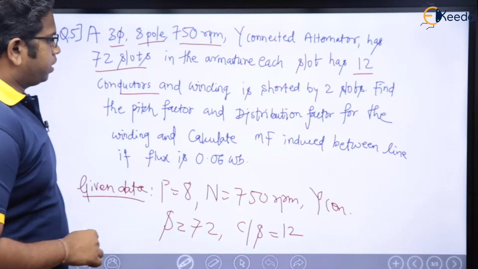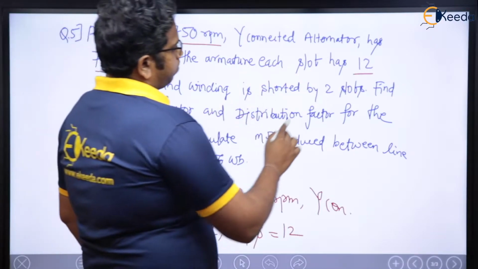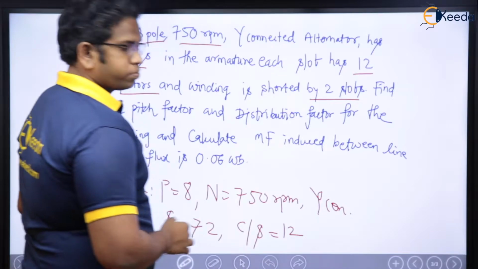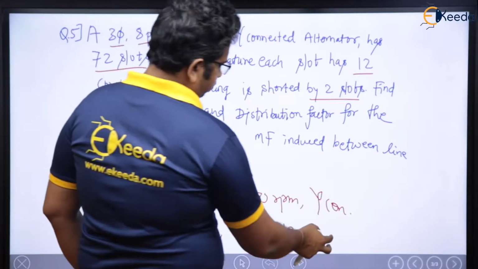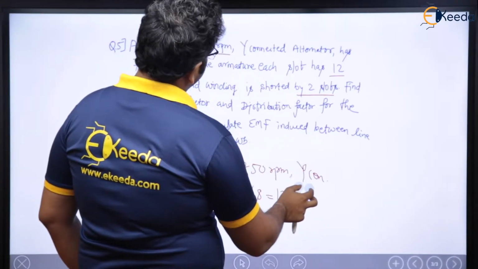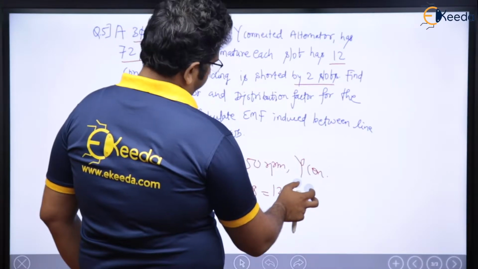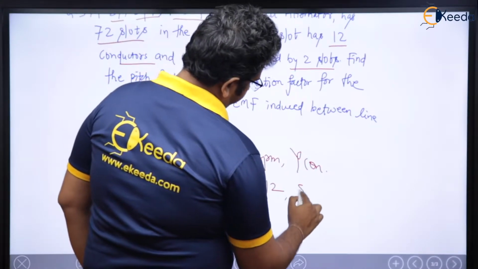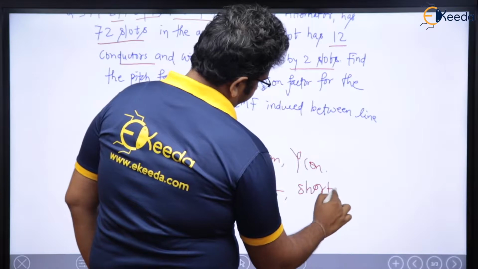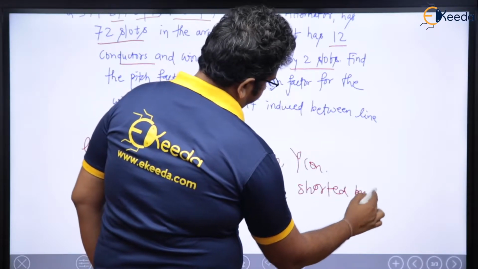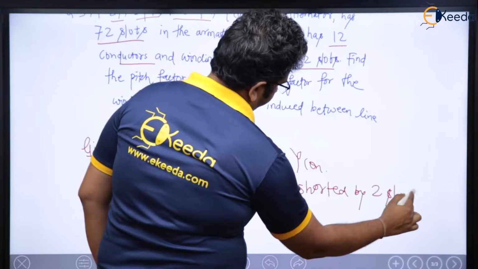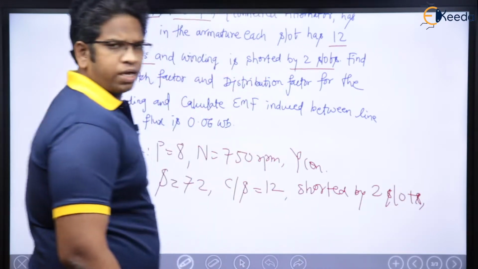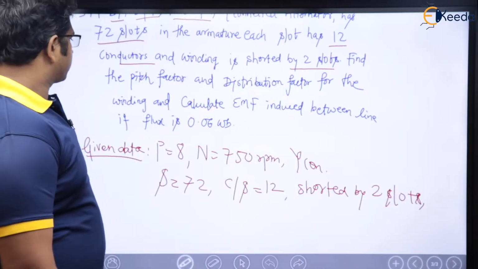12 they have given. Then the winding is shorted by 2 slots. I will explain to you, don't worry. See here, this is shorted by 2 slots. Let me write that. The next.